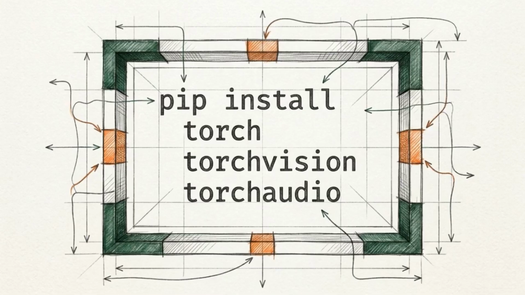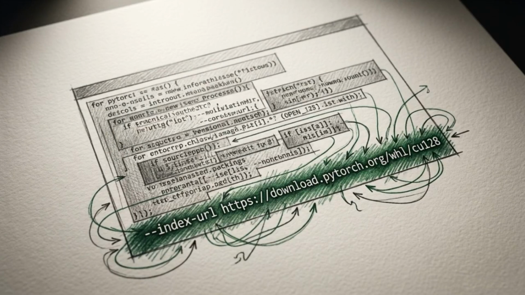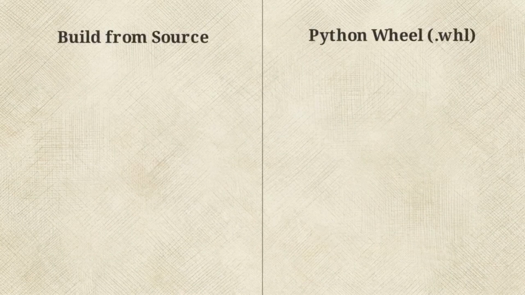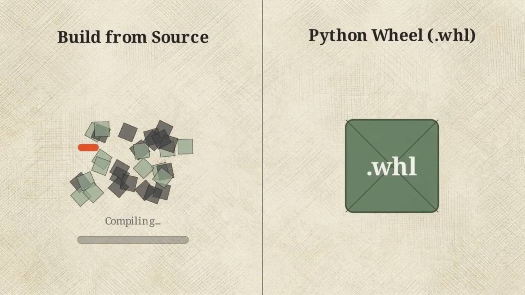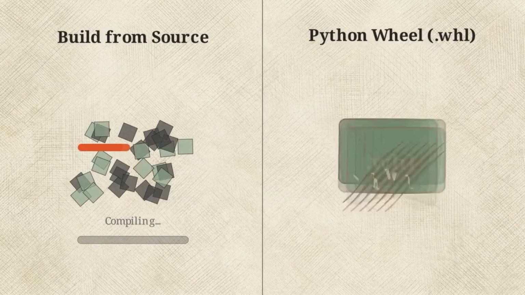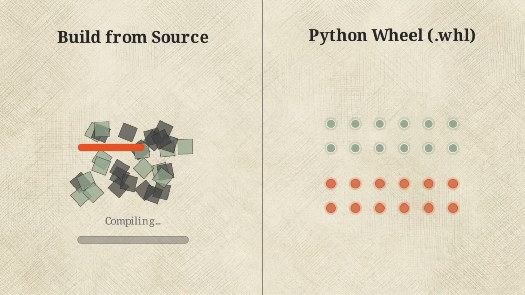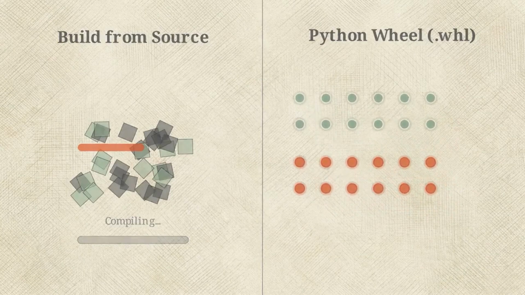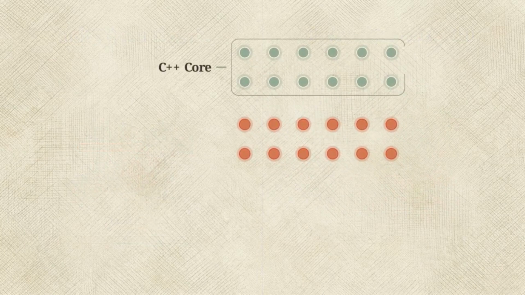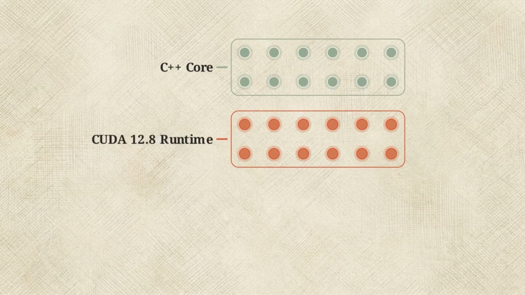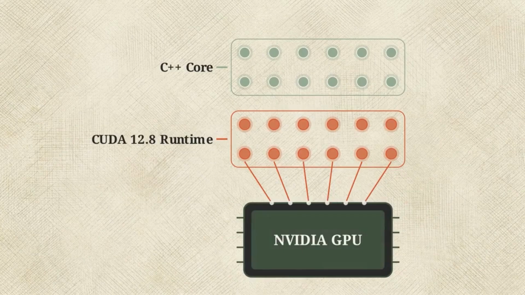Now we install the software. Enter the official PyTorch command: pip install torch torchvision torchaudio, followed by the index URL, targeting the stable CUDA 12.8 or 13. This diagram compares compiling raw code against installing a Python wheel. Downloading a wheel is like grabbing an IKEA flat pack. You bypass manual compiling. This specific wheel already contains millions of pre-compiled C++ and GPU instructions. It drops straight into your system ready to work.